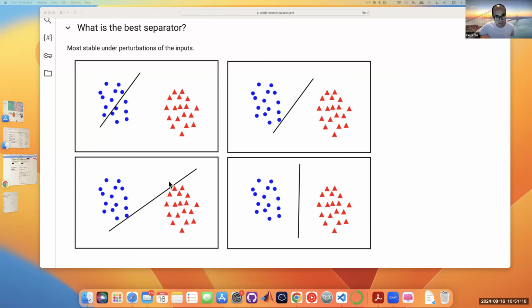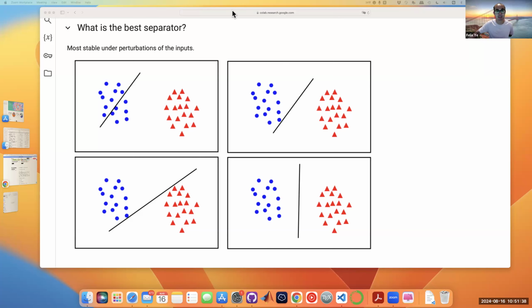Same here, if I have a point right here, it's supposed to be classified as red, but from this decision boundary, it will automatically be classified as blue. So you can see this is not really good, because if we perturb the data a little bit, it will create a lot of misclassifications.